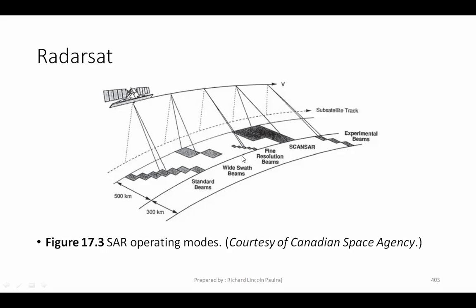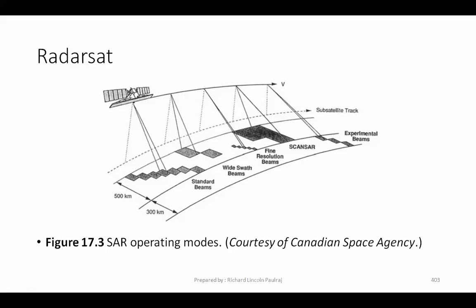Then these are pinpointed resolutions, where you can pick up a specific area, and that can be scanned. And you have ScanSAR, where your footprint is much higher. So if your footprint is much higher, it can scan through a bigger area. Then you will have something called experimental beams. So these are in the range of 300 kilometers. All these that you see are in the range of 500 kilometers, and these are experimental, which can be with a 300 kilometers range. So these are nothing but your SAR operating modes.